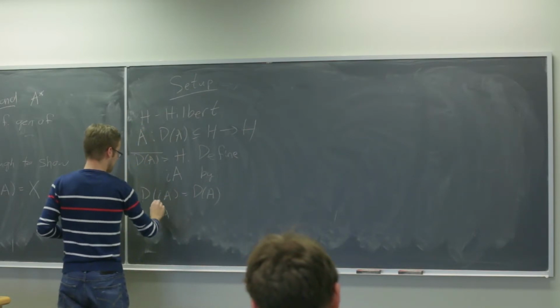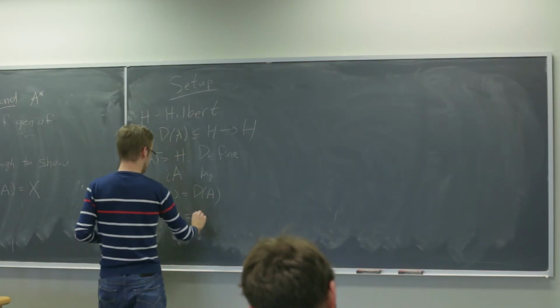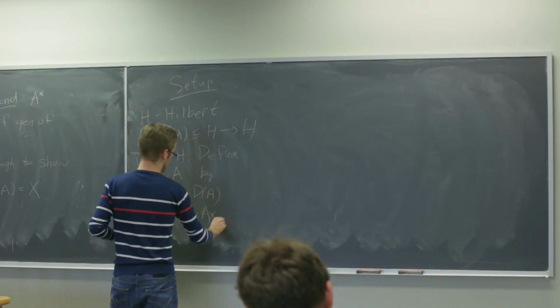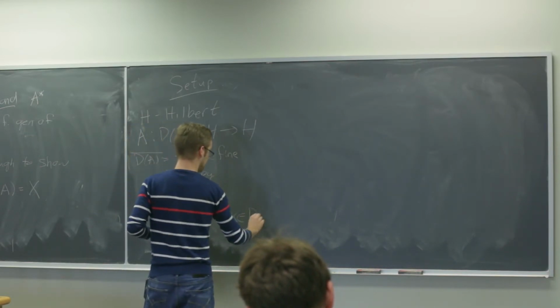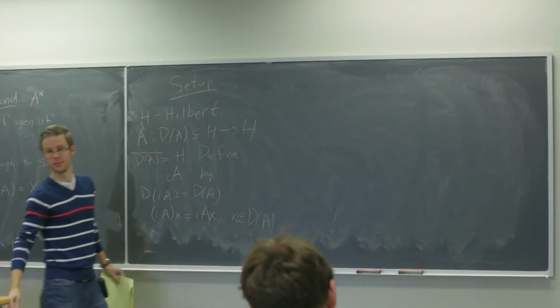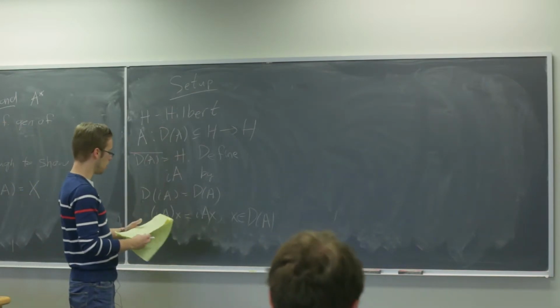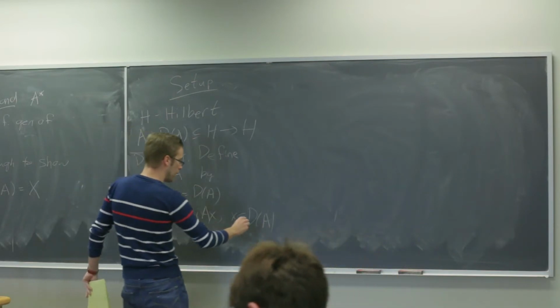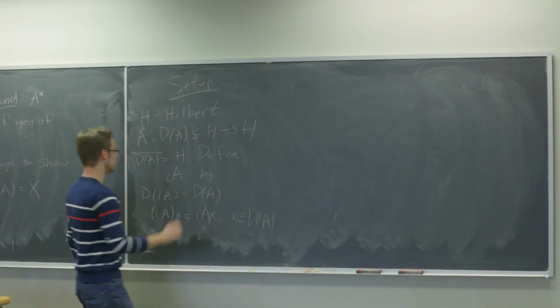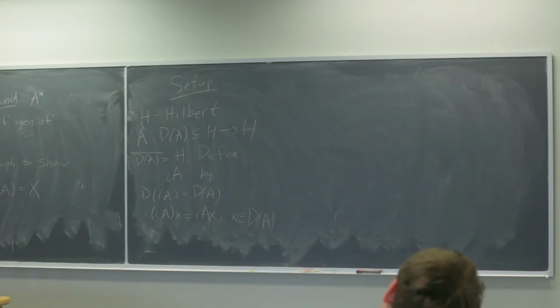And IA acting on a vector x is going to be IAx for x in the domain of A. So it's exactly what you would expect it to be. You just have to be a little bit careful because it's unbounded, so you have to specify its domain, but the domain is going to be the same. And this is the domain of IA. Well, it's the same. Now I can state the theorem that we're going to prove.